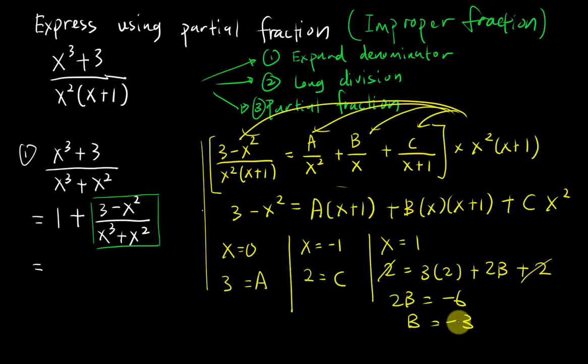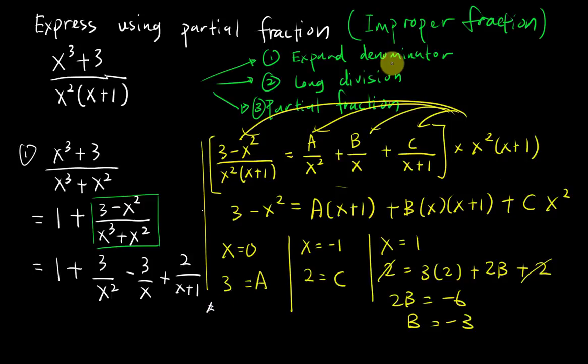Right, after I got the a, b and c, I just plug into the equation, into this pattern, right? So my a is 3, so I'm going to plug in the 3 over x squared. My b is negative 3, so I'm going to plug in my negative 3, so I'll write minus 3 over x. And c is 2, so plus 2 over x plus 1. Alright, this is how we do the improper fraction part.